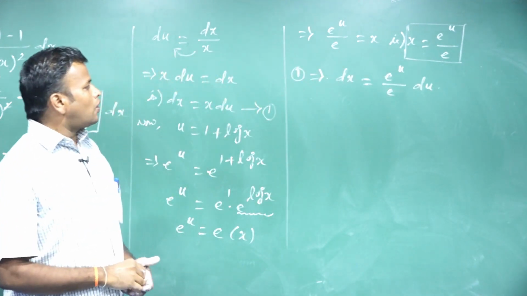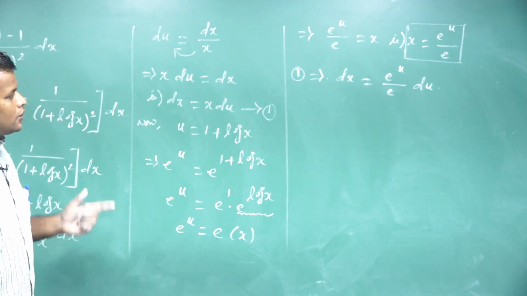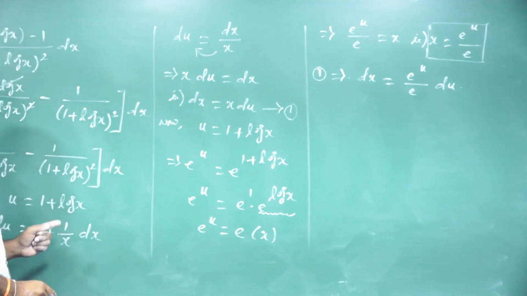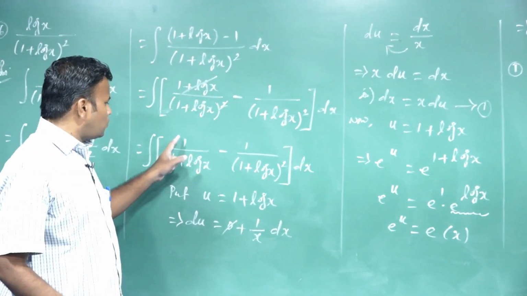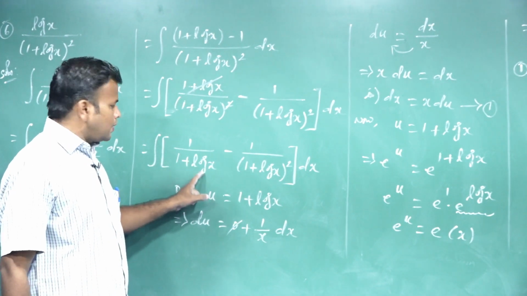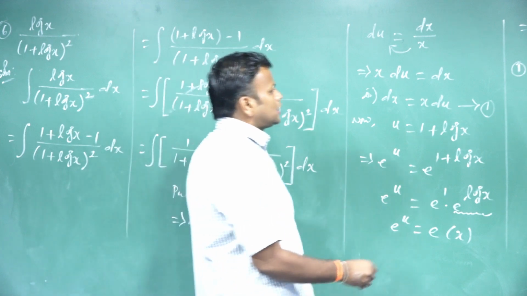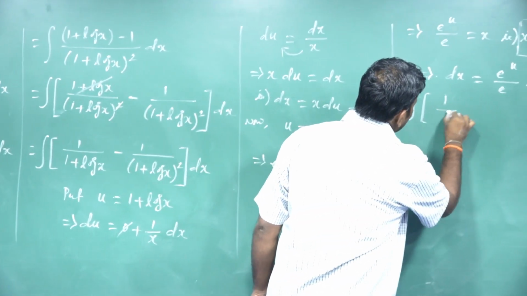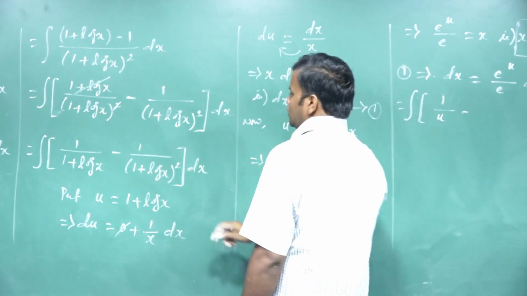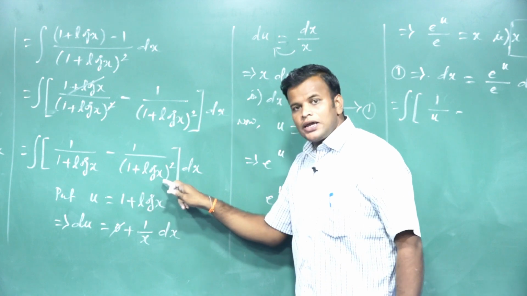Now we substitute all the values into the given sum. Now we write all the given terms into the given sum. Now we come to this step. Integrating 1 divided by 1 plus log x. 1 plus log x is nothing but u. So integrating 1 divided by u minus 1 divided by u square.